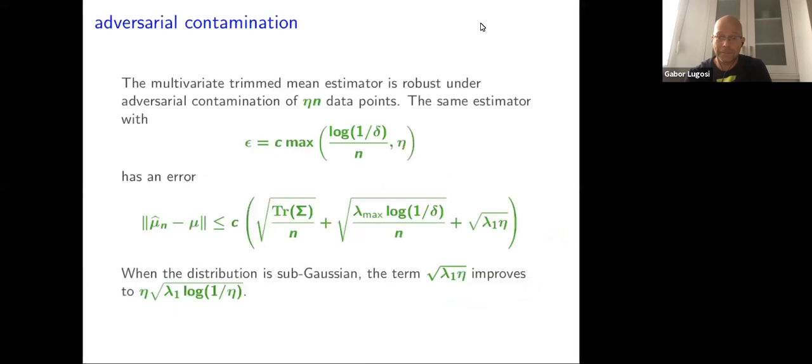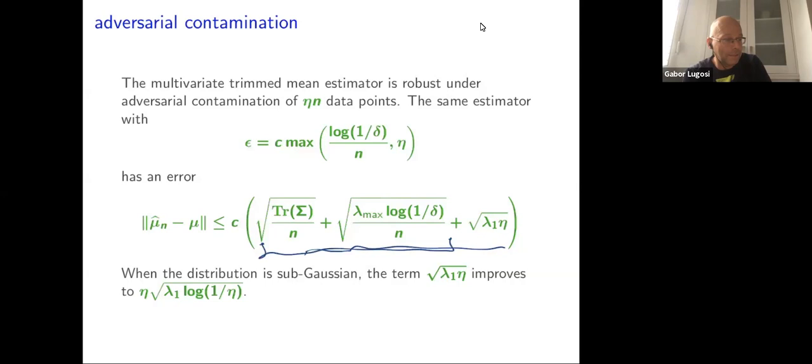And again, the nice property of this is that it is robust under adversarial contamination. So the exact same estimator, if now we replace epsilon, before it was log 1/δ over n, but now we can just take the same value plus eta, the contamination level, then it has an error of the form that we expect, that has two terms.